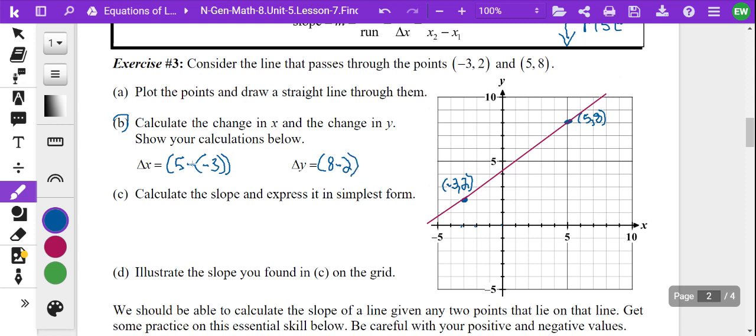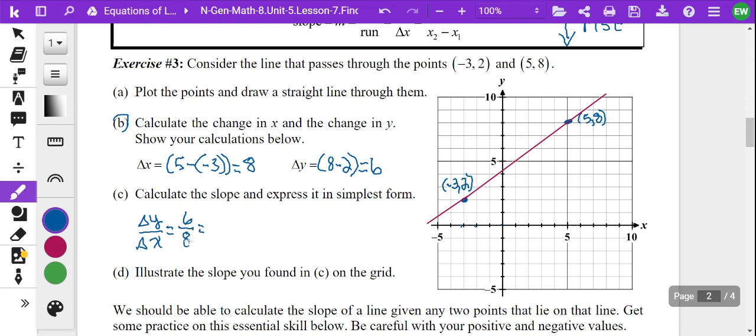Okay, so I want you to remember, minus a -3 is the same as adding 3. So my change in x is 8. My change in y, 8 minus 2, is 6. Now that we have those changes, we can put it in our slope formula: change in y over change in x. So the change in y was 6, and the change in x was 8.